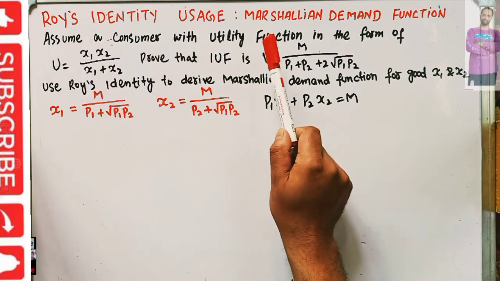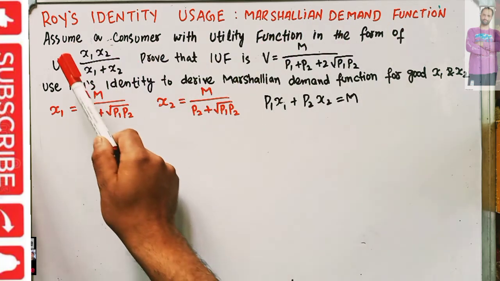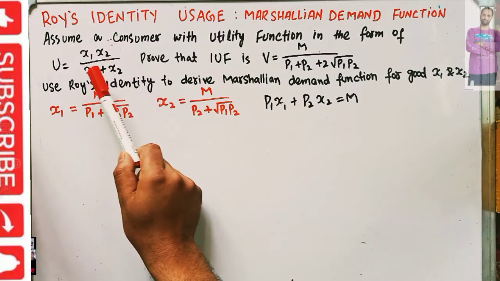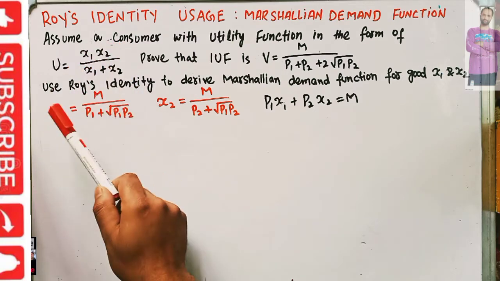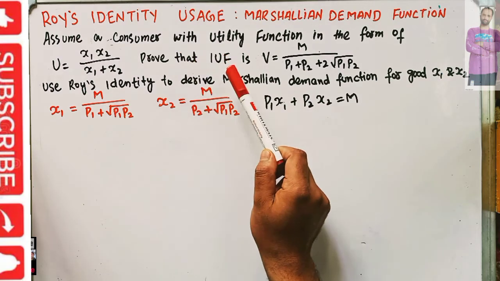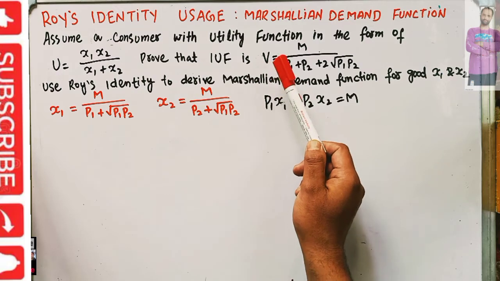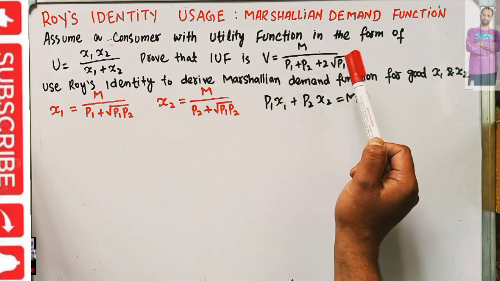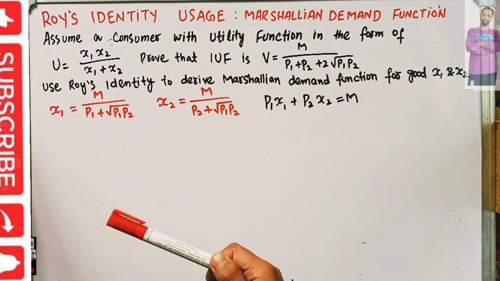Assume a consumer with utility function in the form of, we have the utility function for a consumer, that is u is equal to x1 x2 divided by x1 plus x2. X1 and x2 are the two goods and u denotes the utility. We were told to prove that the indirect utility function for the consumer will be equal to, that is v is equal to m upon p1 plus p2 plus twice under root p1 p2. M denotes the income of the consumer.